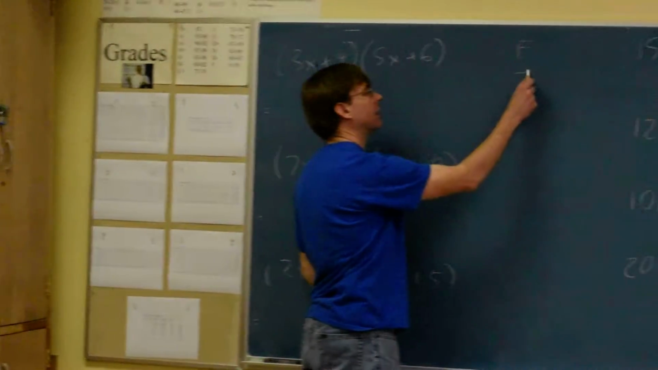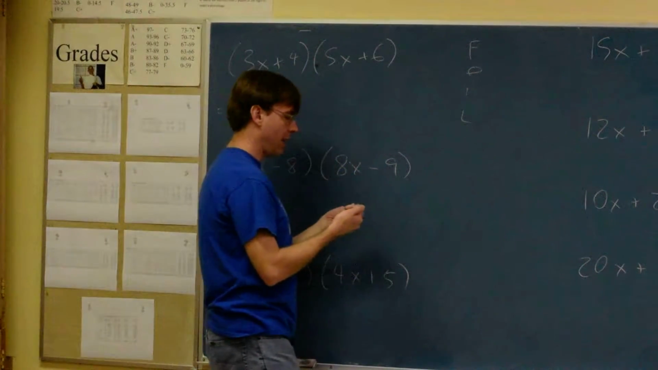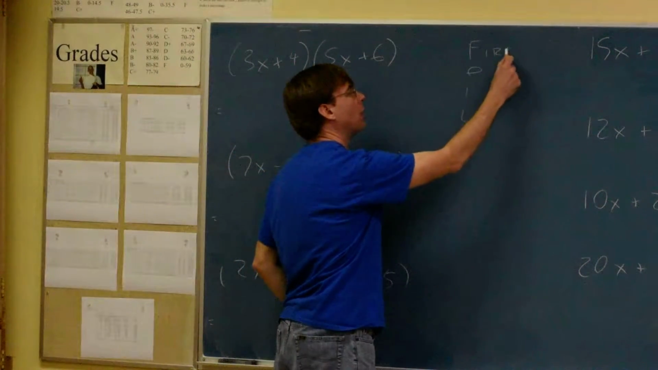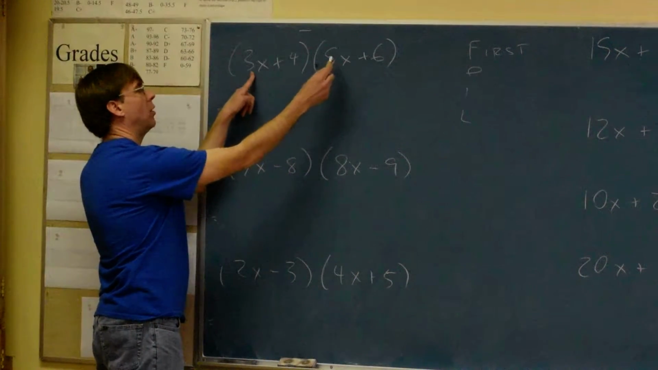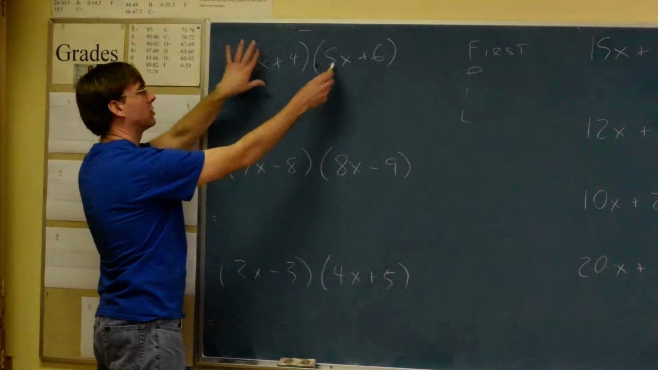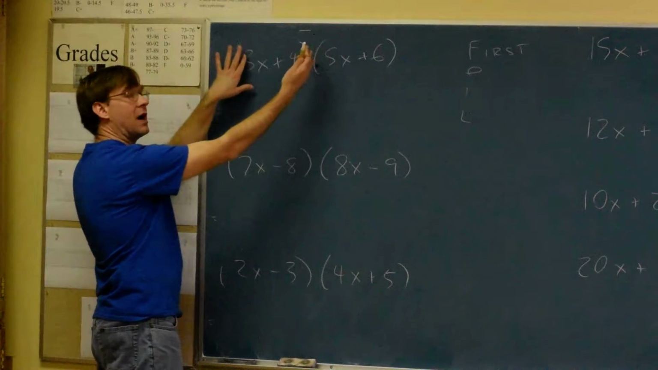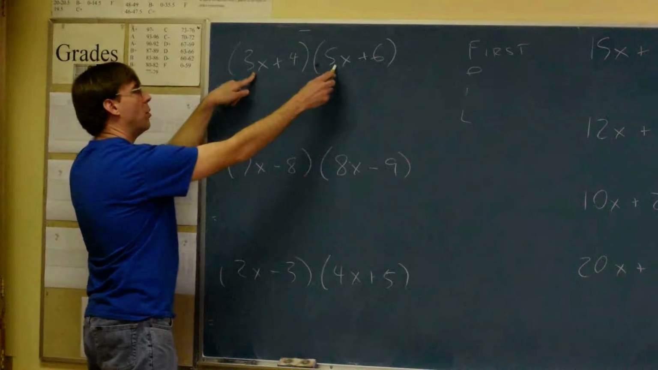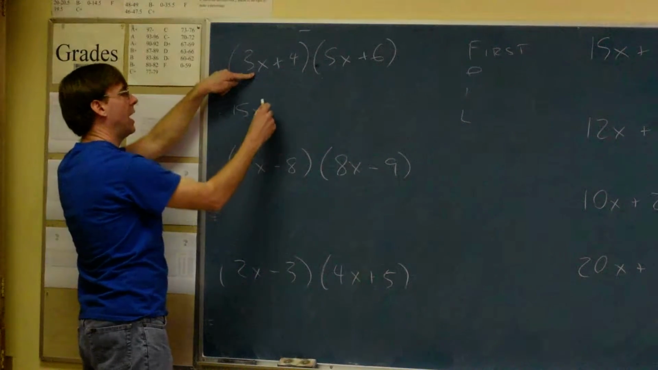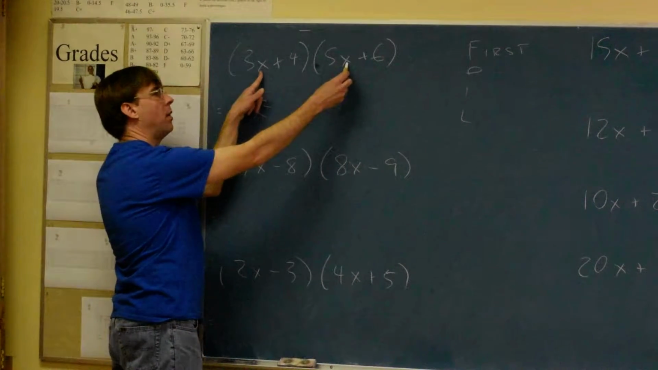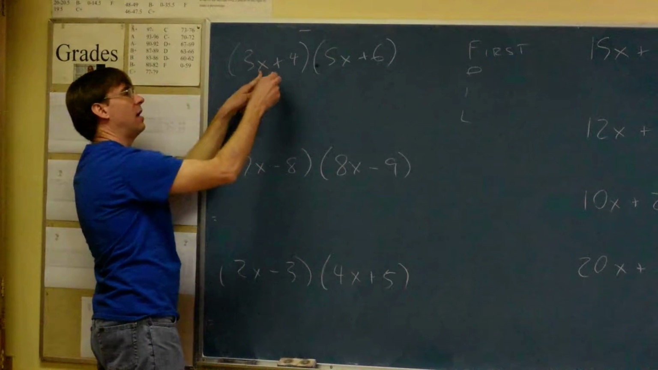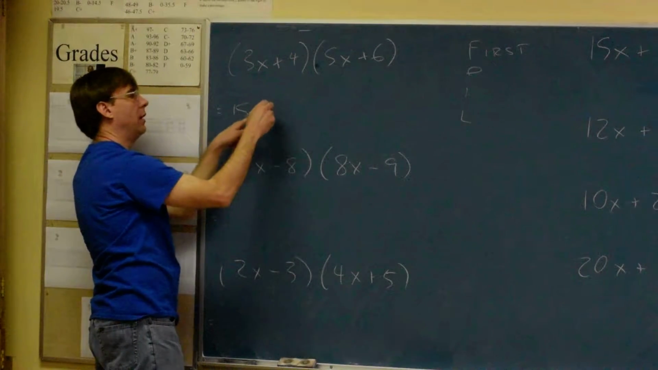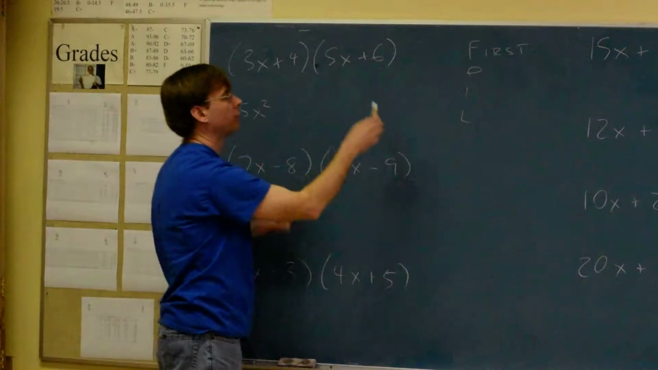Foiling is an acronym where the F stands for we want to multiply the first items. So if I multiply this and this, these are the firsts. 3x is first in its group, 5x is first in its group. If we multiply these, we get 15x squared. You might remember when multiplying, we added the powers. So invisibly these have ones, and 1 plus 1 is why I made that a 2.